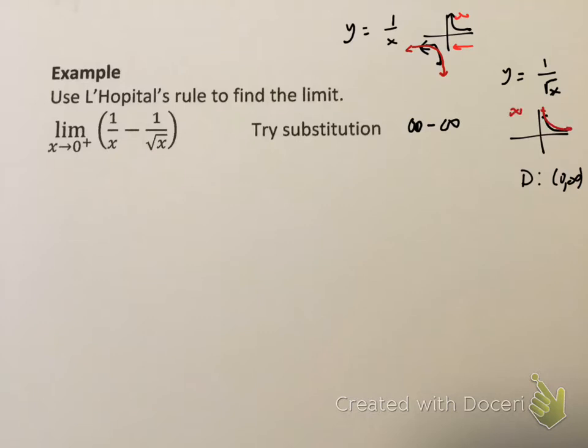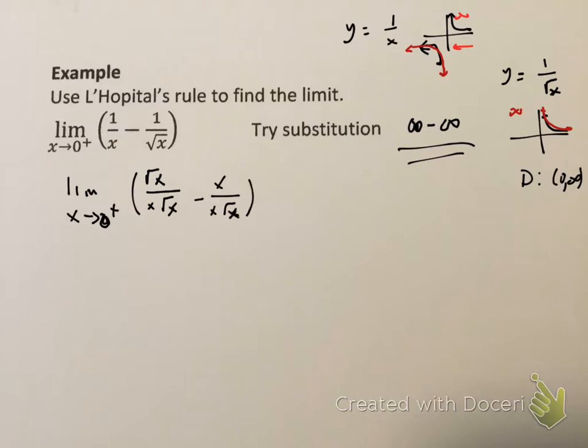That's the key thing. So what we're going to need to do is add those fractions together like we discussed before. This is another one that's infinity minus infinity. So if I find a common denominator, hopefully you guys are not still allergic to fractions like you were before spring break, this is going to be the same thing as the square root of x over x times the square root of x, minus x over x times the square root of x.